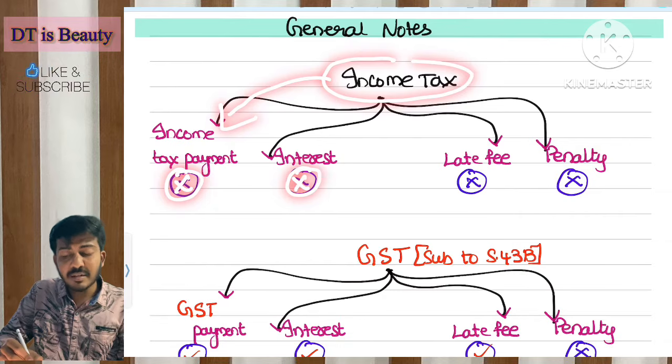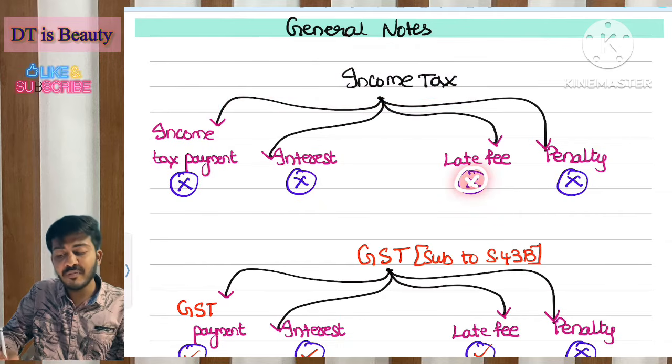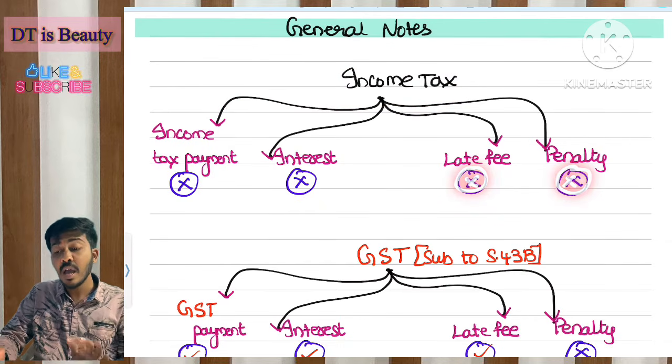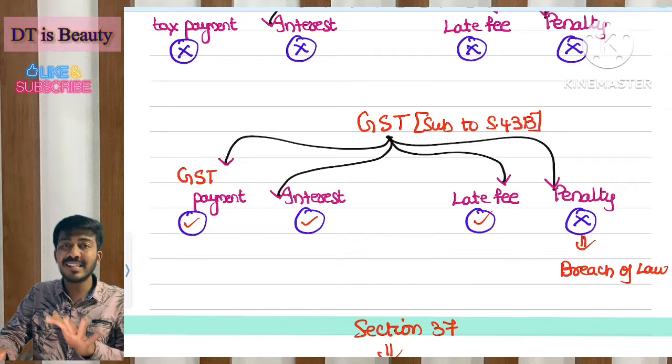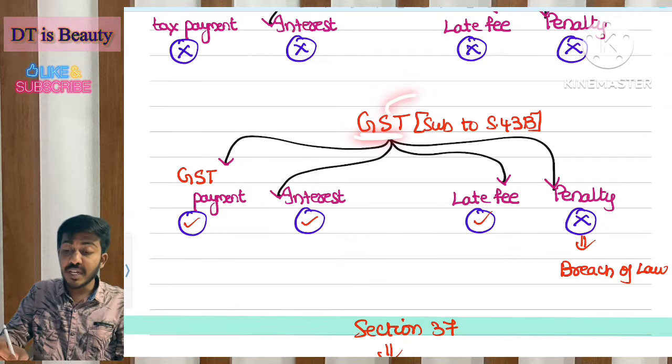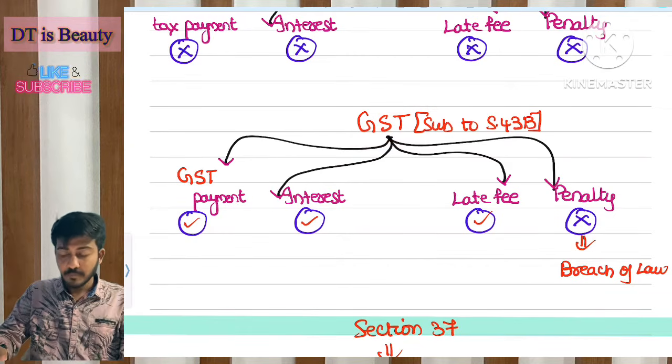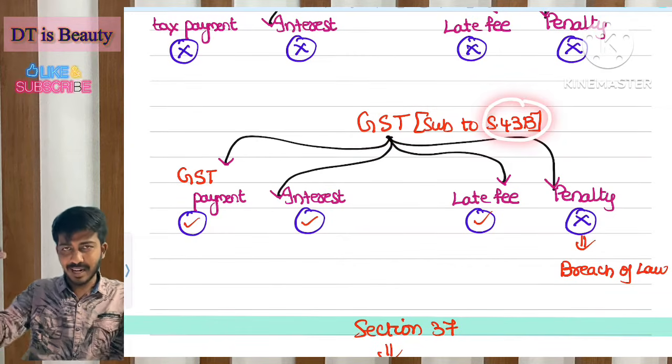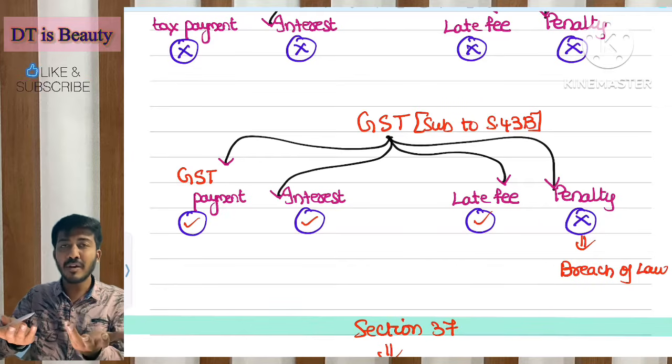If you are paying interest related to income tax, not allowed. Late fee, not allowed. Penalty, not allowed. However, come to other taxes, say for example GST, rates and taxes, 43B will come and apply. What is 43B? By now you should have understood.